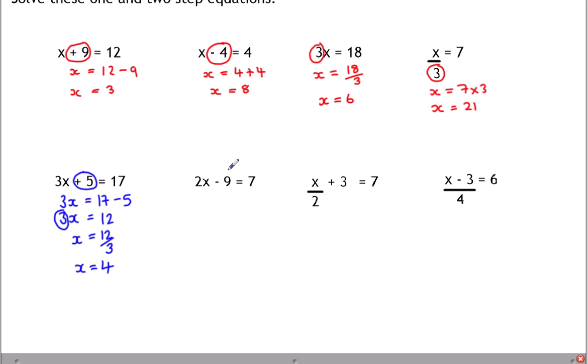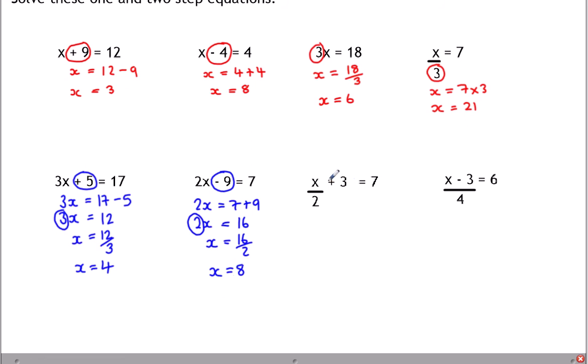For the next one, the first thing I need to do is to do the opposite of taking away 9, so that's adding 9. So 2x equals 7 add 9. 2x equals 16 because 7 add 9 is 16. Now I can get rid of this 2 by dividing, so 16 divided by 2, x equals 8.